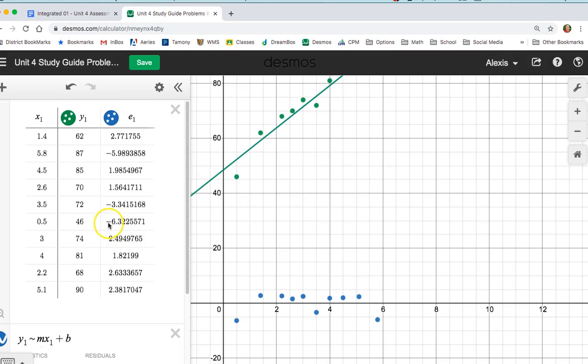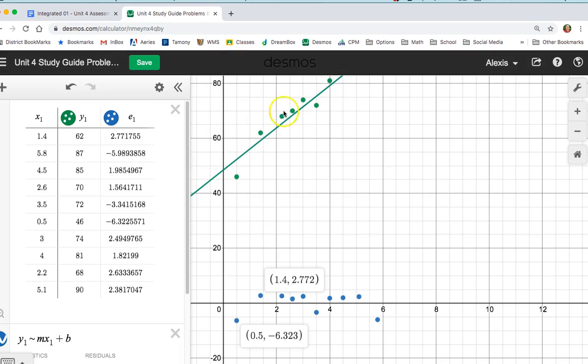So the smallest one here is this negative 6.32, and you can tell that it's right. Is it that one? Yeah. Okay, that one's the furthest below the x-axis. And then the one with the highest, furthest away on top, I believe is going to be that one, 2.772. So let's look if there's one bigger than that. There is not.